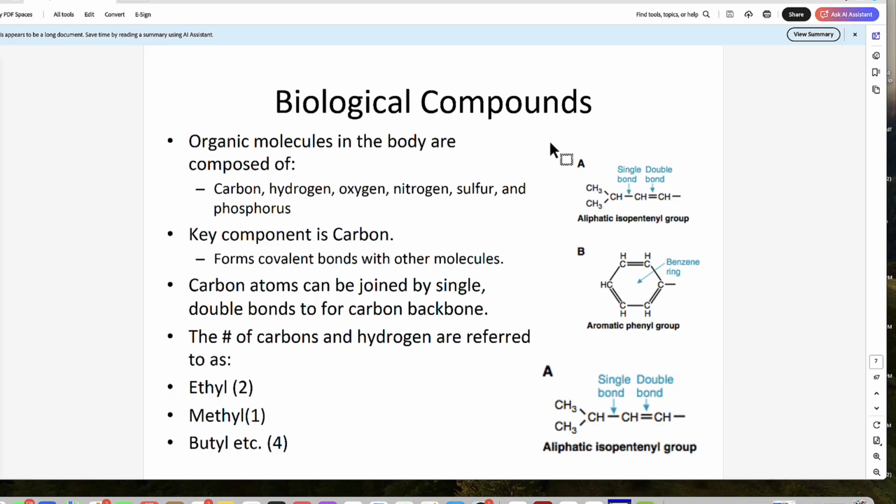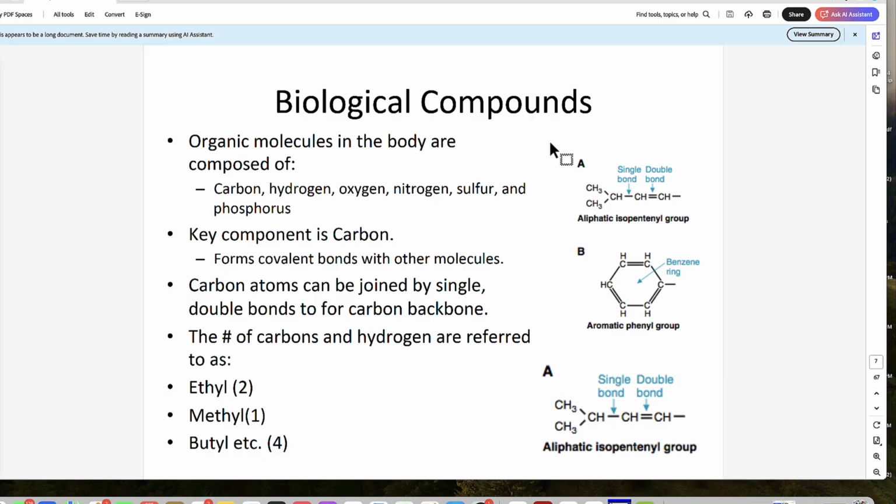Okay, so now getting into biological compounds. When we talk about biological compounds, I want you to think about any molecule or compound that is composed of carbon, hydrogen, oxygen, nitrogen. Those are all examples of elements that make organic compounds in the body. You see phosphorus in DNA. You see sulfur in certain proteins. You see nitrogen in nucleic acid. So these are various components that make up various compounds in the body.